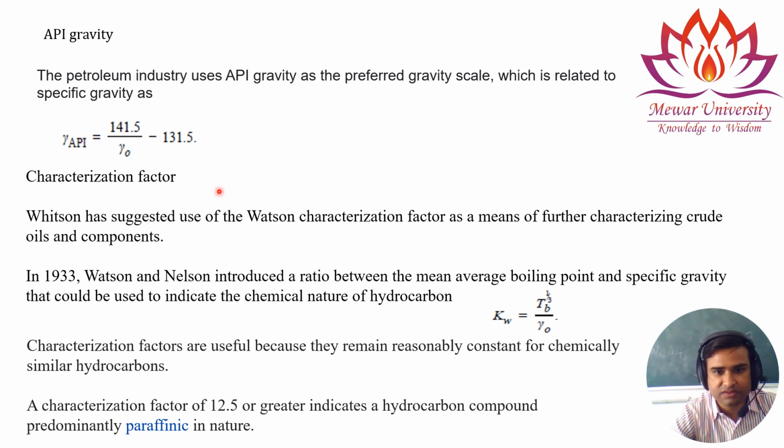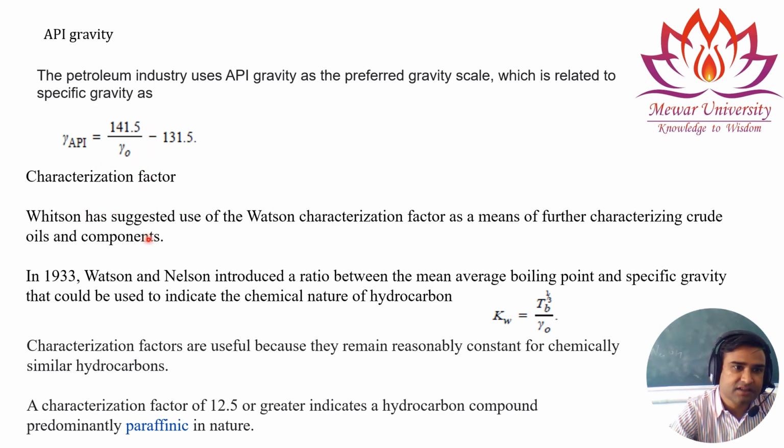First you have to find out the specific gravity. How is the specific gravity calculated? It is the density of the crude divided by the density of water. That is the formula for specific gravity, and then API gravity can be calculated using this formula.